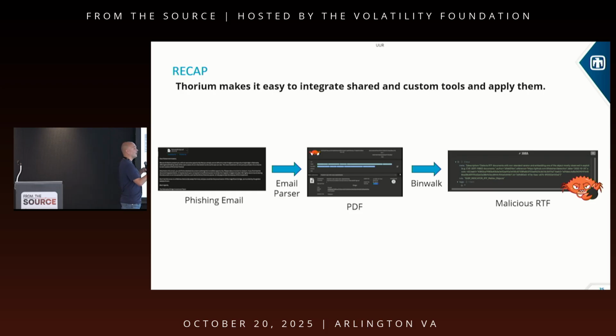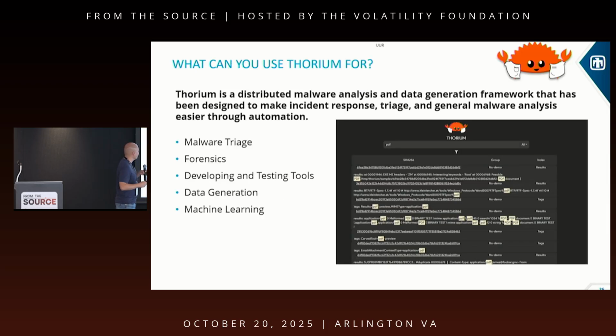Thorium could go, oh, I've got an email. I'm going to dump the attachments. Oh, I've got a PDF. I'm going to pull stuff from that, and then your analyst can just go from here's the email to here's the bad child that it dropped, and you can apply this to a bunch of stuff.